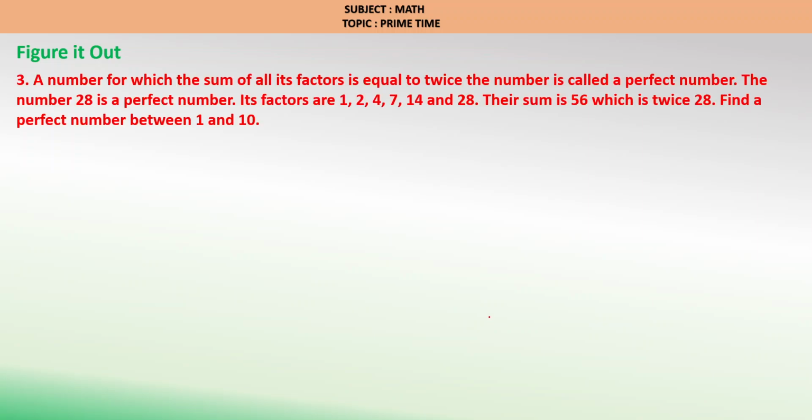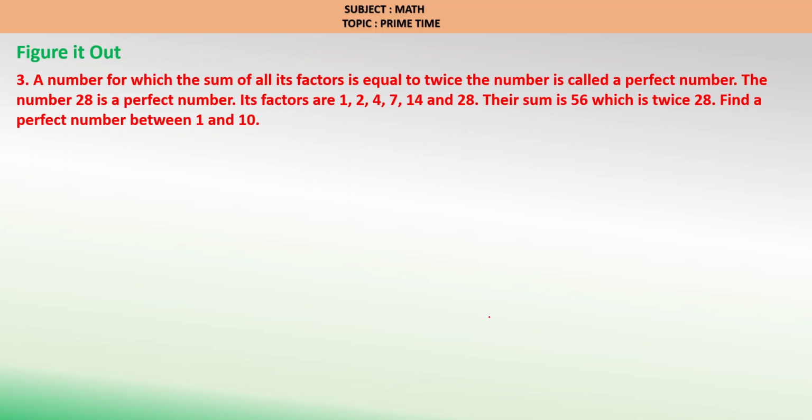Question number 3. A number for which the sum of all its factors is equal to twice the number is called a perfect number. So here they are giving the definition of a perfect number. The number 28 is a perfect number. Its factors are 1, 2, 4, 7, 14 and 28. Their sum is 56, which is twice 28.